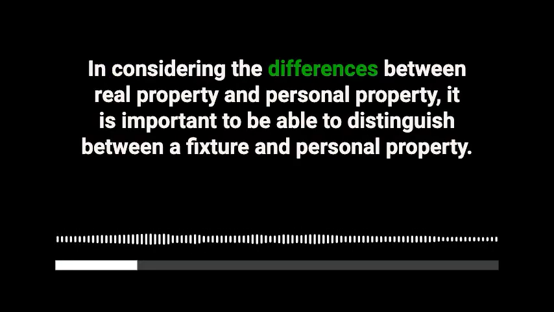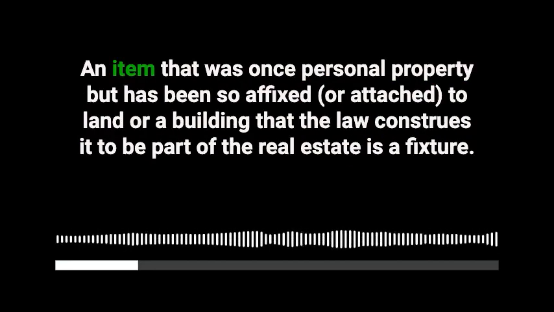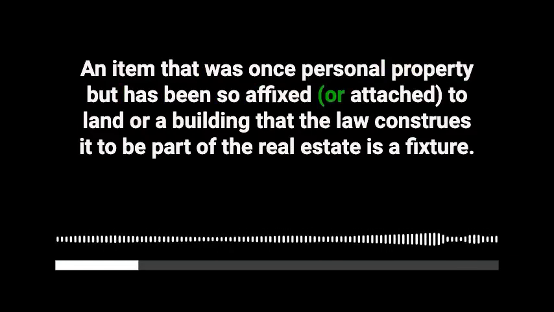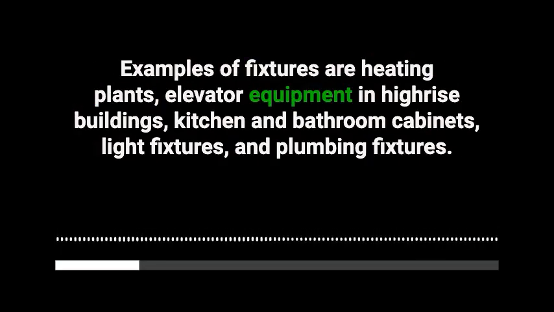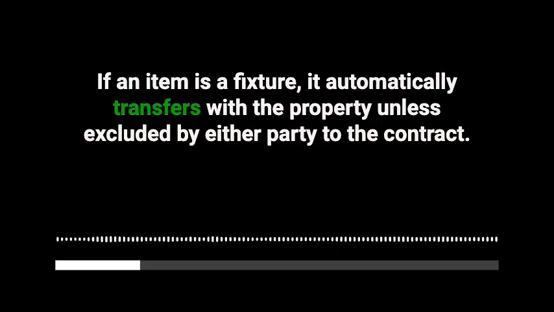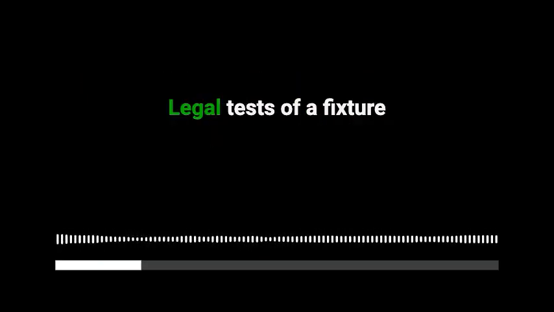Fixtures. In considering the differences between real property and personal property, it is important to be able to distinguish between a fixture and personal property. An item that was once personal property but has been so affixed to land or a building that the law construes it to be part of the real estate is a fixture. Examples of fixtures are heating plants, elevator equipment in high-rise buildings, kitchen and bathroom cabinets, light fixtures, and plumbing fixtures. If an item is a fixture, it automatically transfers with the property unless excluded by either party to the contract. As a matter of fact, almost any item that has been added as a permanent part of a building is considered a fixture.